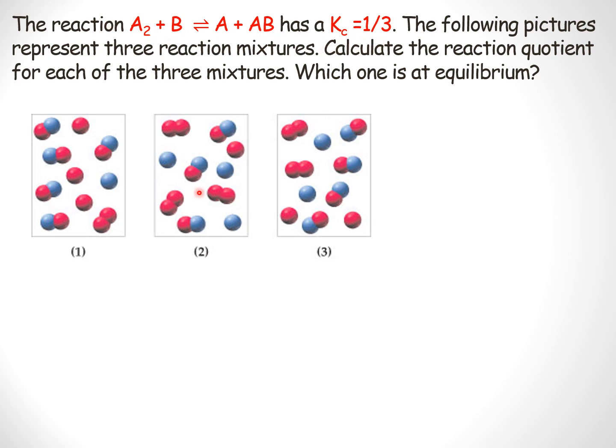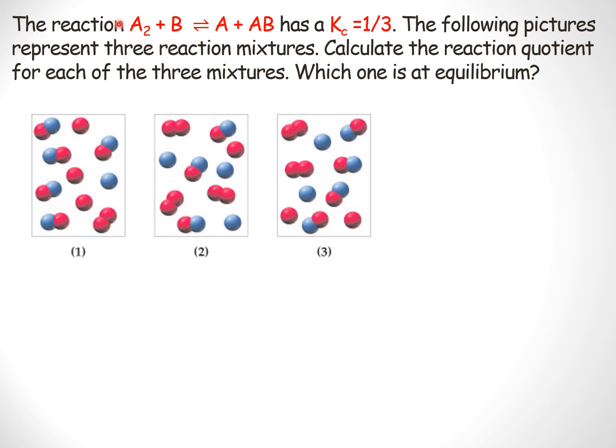So you have three different scenarios independent from each other, and each represents a picture of a situation where you have a certain amount of each of the four species. And the question is, are any of those three scenarios representing a situation of equilibrium? So first you need to identify who is who, so to speak.